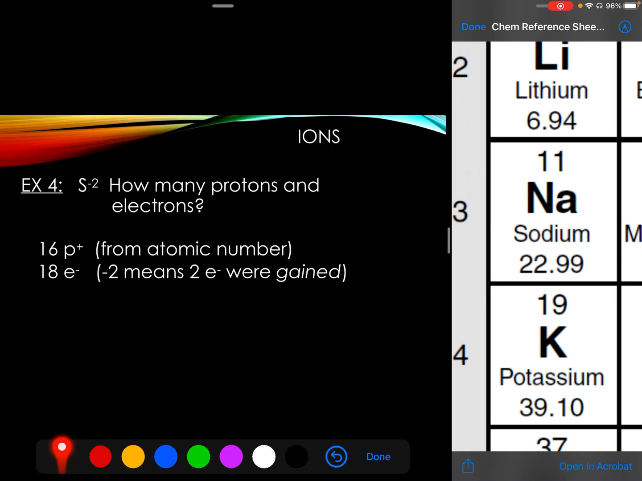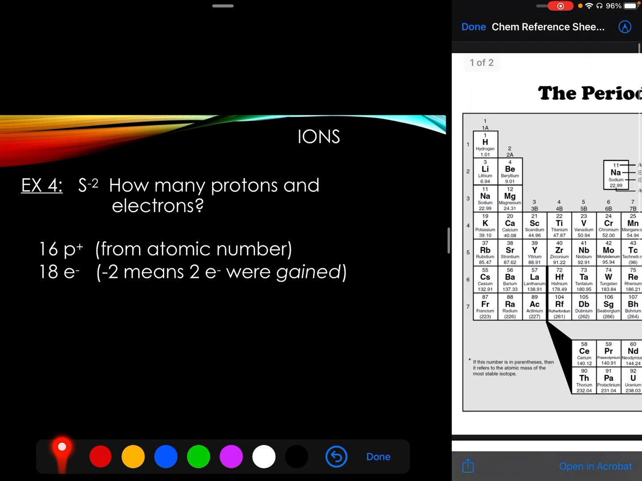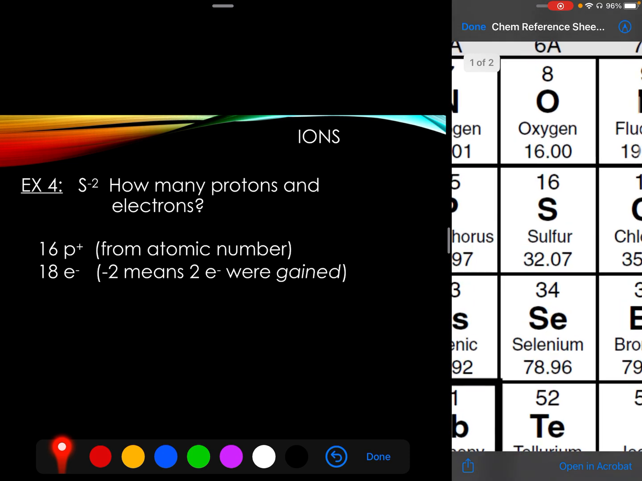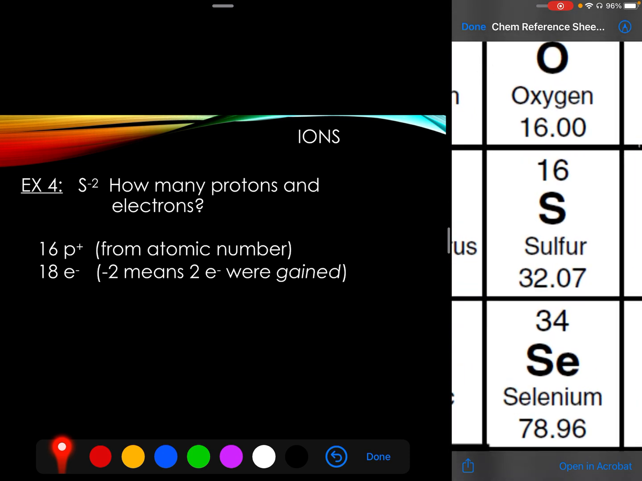Here's another example, sulfur. Find this on my periodic table over here. Sulfur has an atomic number of 16, and that means that it has 16 protons. But in this case, sulfur has a -2 charge. That means that sulfur has gained 2 electrons. And when it gains 2 electrons, it's going to be 16 plus 2. So it's going to end up with 18 electrons.